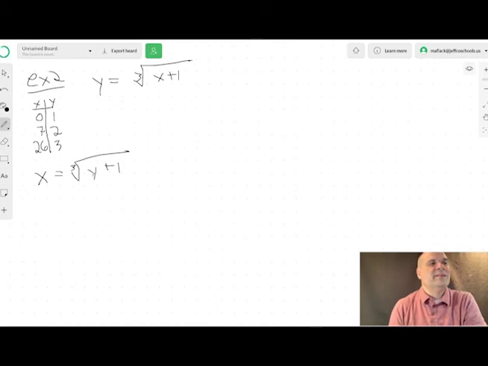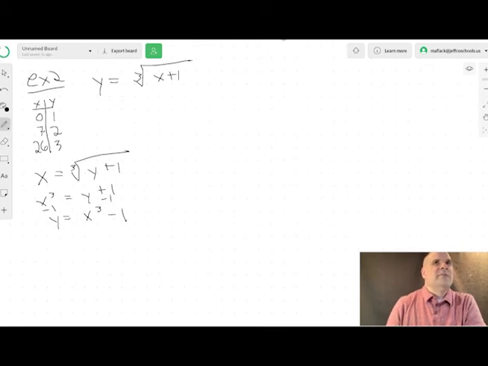Okay, so we have to get that y out of there. How do you bust out of that cage? You cube both sides. So now x cubed equals y plus 1. So y, get rid of 1 on both sides, equals x cubed minus 1. So let's see what that graph looks like.